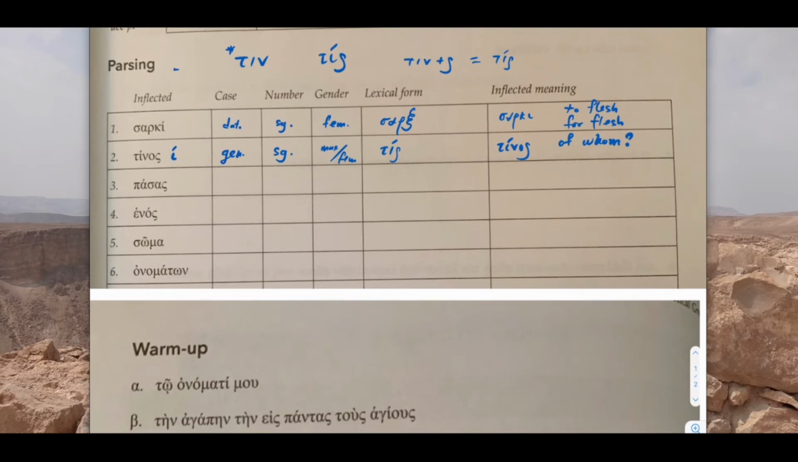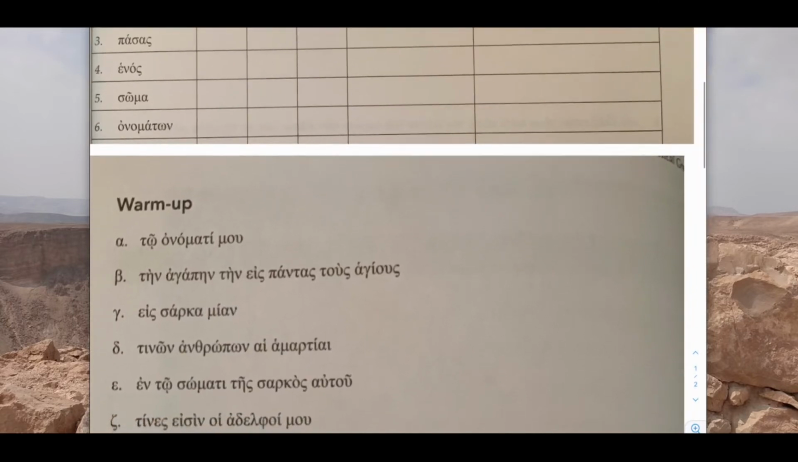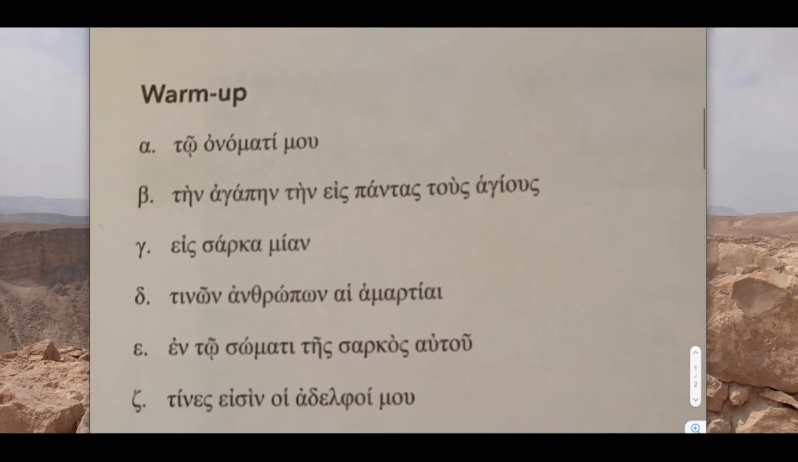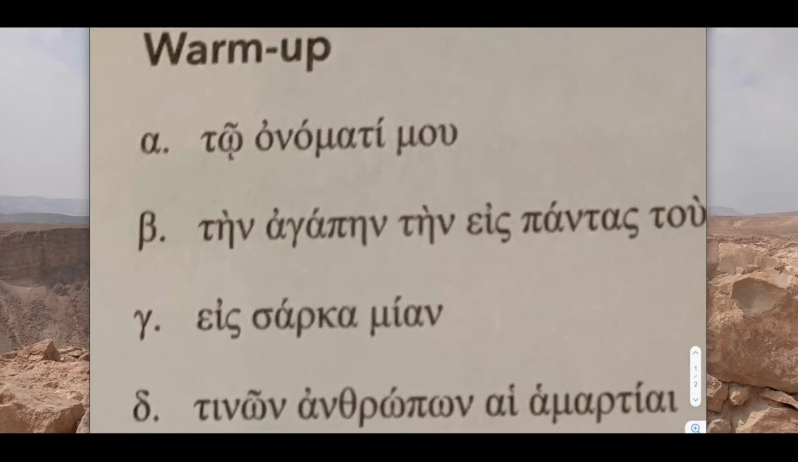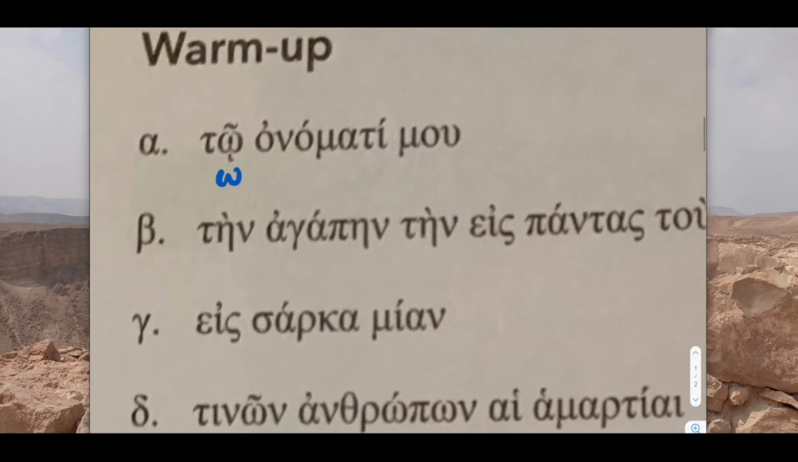Okay, enough with parsing. Let's move on here to some warm-up. Number alpha. To onomati mu. Well, what do we notice here? We see an omega with an iota subscript, and we see a noun that ends in an iota. So the chances are, and they're back to back, these go together and they're the same case.